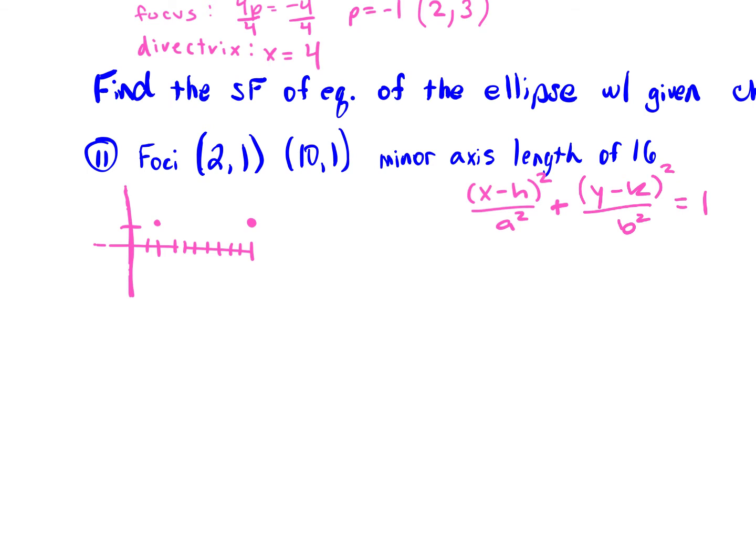You can count the spaces in between. There's 8 spaces in between, so halfway would be 4. So I'm going to go to the right 4: 1, 2, 3, 4. That would put me at what point? 6, awesome. 6, 1.